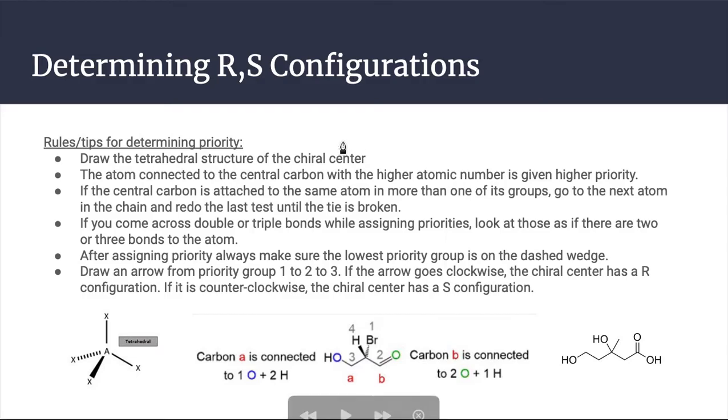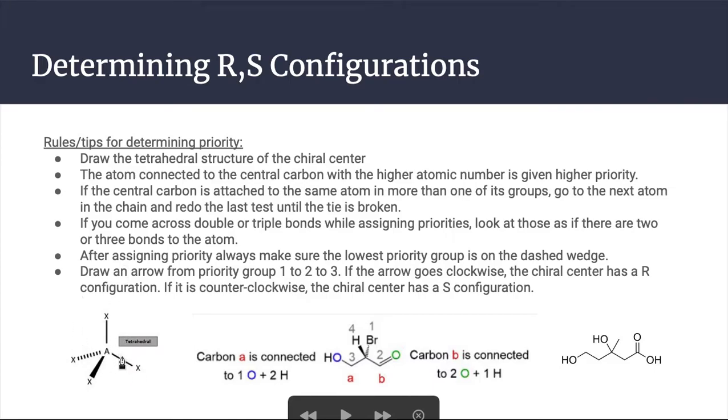So I'm going to walk you through those steps, and I have them written down over here. All of them are basically rules except the first one, which is more of a tip, because that's something that I do that might be helpful to some of you. So the first step is draw the tetrahedral structure of the chiral center. That basically just means this type of structure over here. So you would have the central carbon of the chiral center over here, and then the four distinct groups pointing out in these four branches.